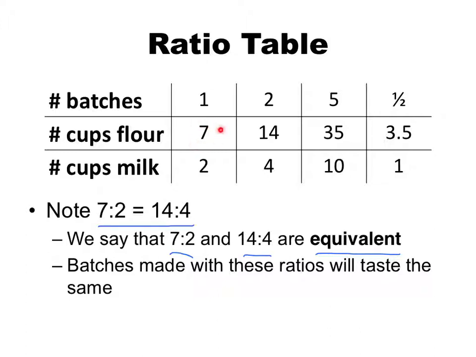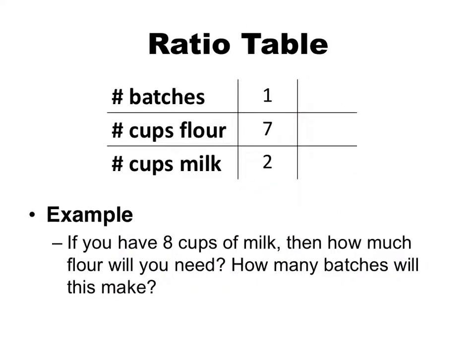So if I use 7 cups of flour and 2 cups of milk, I'd get the same tasty muffins as if I used 14 cups of flour and 4 cups of milk. So let's look at how we can use ratios and this idea of equivalent ratios to solve some problems involving this muffin recipe. So let's suppose that we have 8 cups of milk. How much flour will you need to make a batch of muffins, and how many batches will this make?